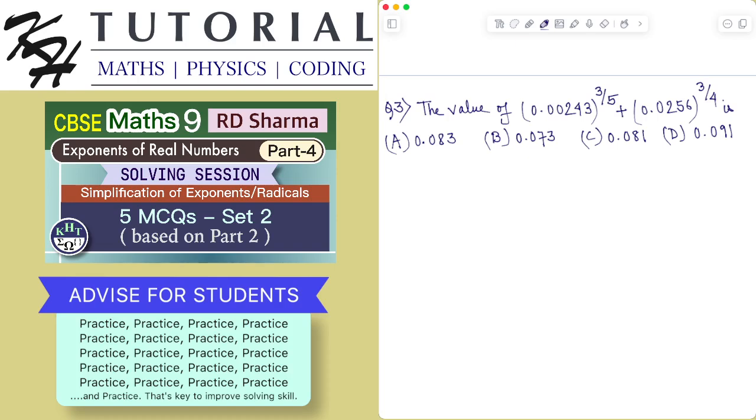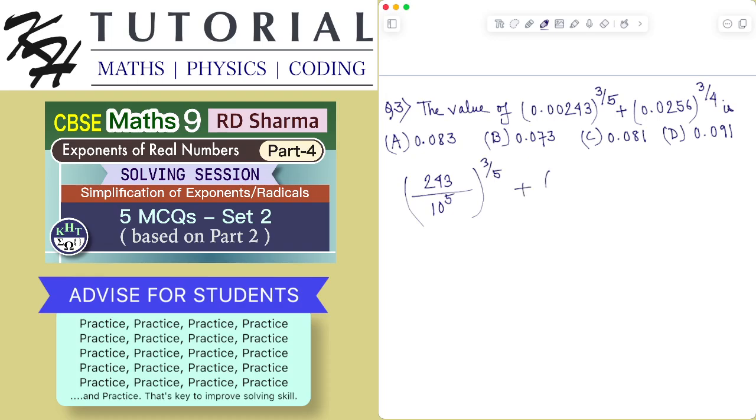To simplify this kind of problem, you have to first convert the base, which is in decimal form, into rational form. So 0.00243, if I convert it into fraction or rational form, will be 243 divided by 10 to the power, how many zeros? 1, 2, 3, 4, 5. So 10 to the power 5. This whole is raised to the power 3 by 5.